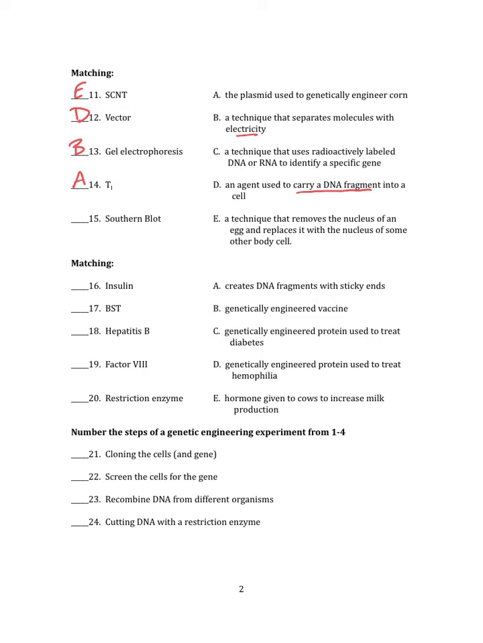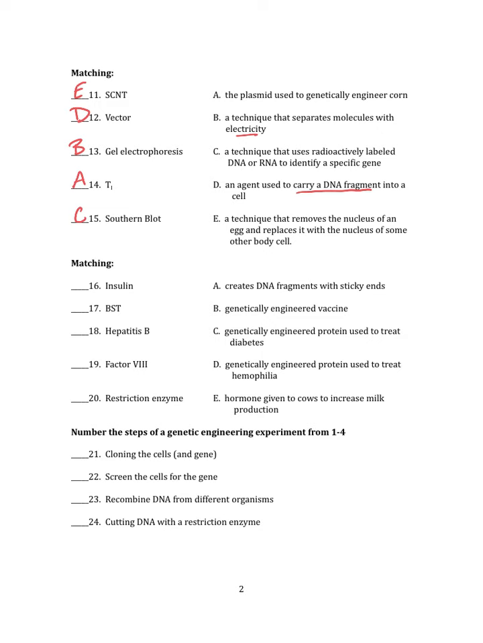So you're able to run an electrophoresis first, and then you can test the different DNAs that have separated out through that test and find out if a specific gene that you need is in that sample. So 15 is C. The next matching set starts with number 16, which is insulin.